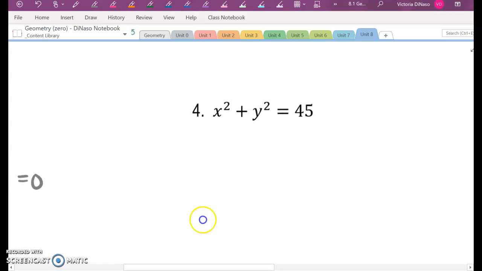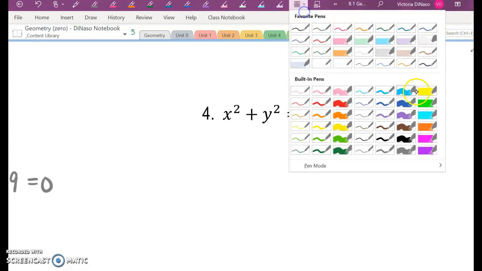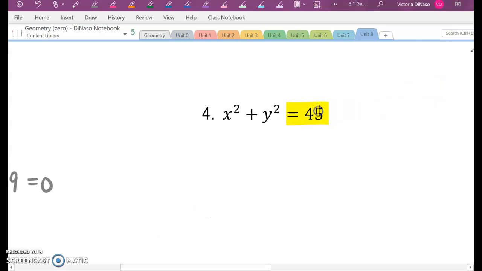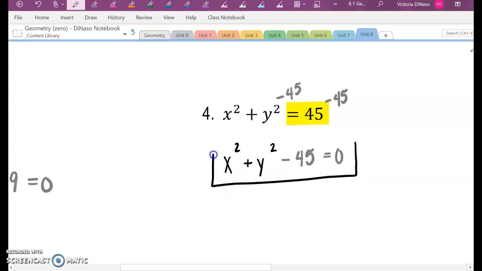For number 4, the only thing that we have to do is move that 45 to the other side. So we've just got x squared plus y squared, and then I would have to subtract 45 from both sides. So we've got minus 45 equals 0, and this is my full answer.